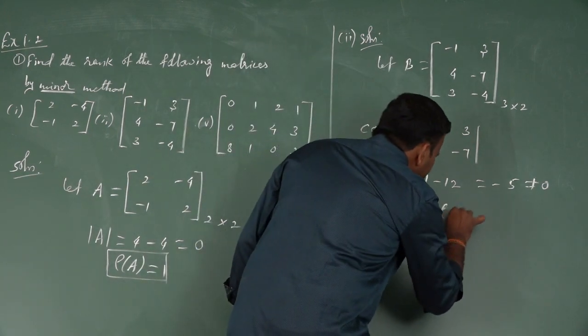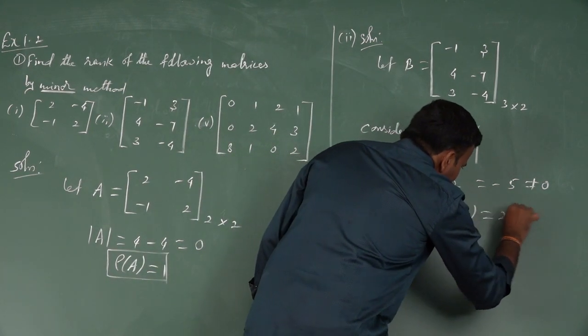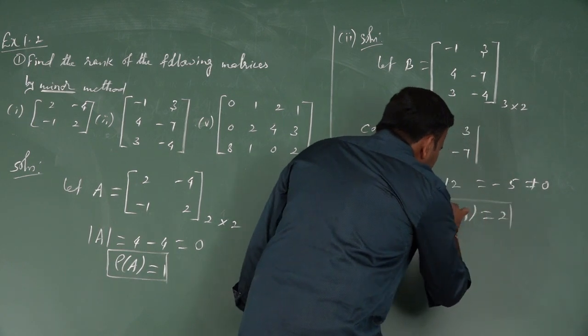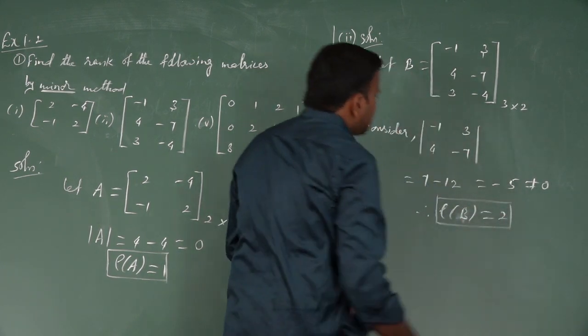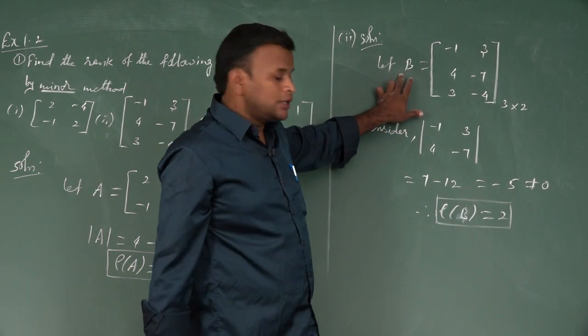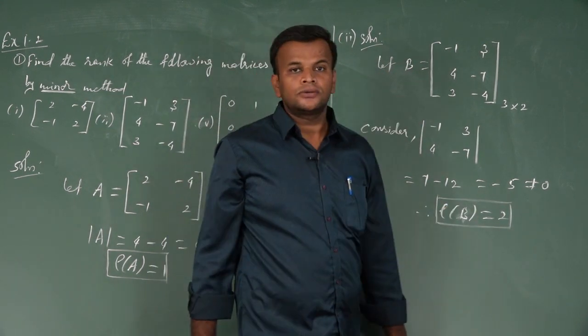Therefore, rho of A, that is the rank of the given matrix. It's not A, it is B, because our given matrix is B. Therefore, rho of B is equal to 2.